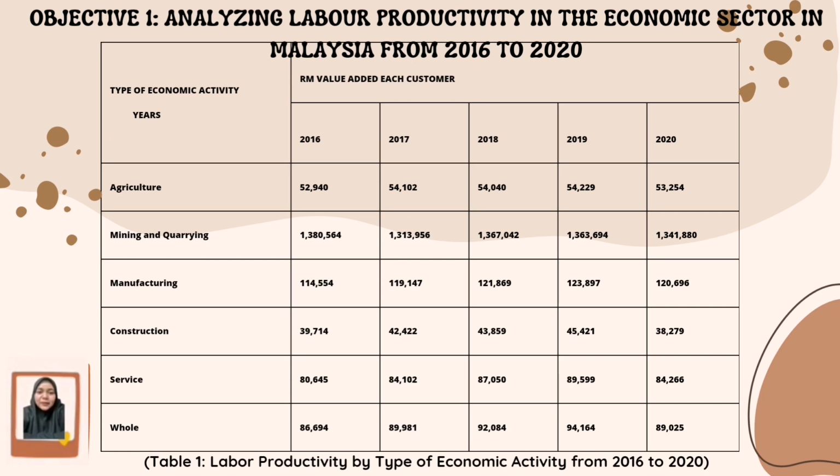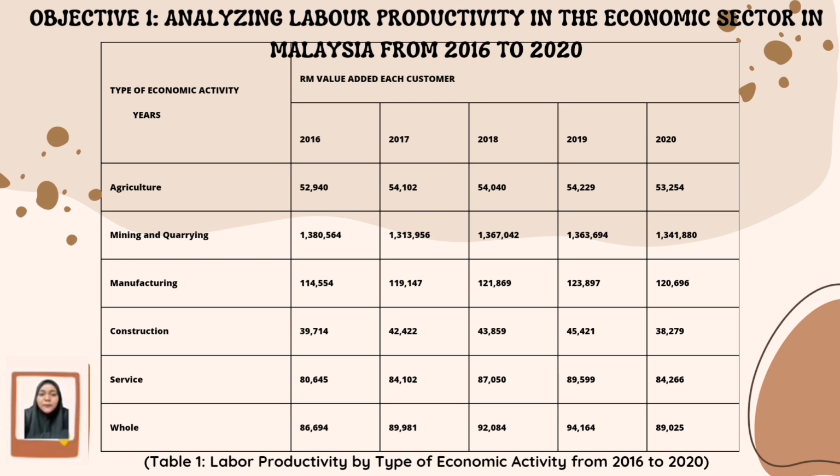Next, based on Table 1, it shows the analysis that will be made based on labour productivity according to the type of economic activity from 2016 to 2020, namely agriculture, mining and quarrying, manufacturing, construction and services. Overall, the researcher will explain the increase and decrease of each type of economic activity by years. The first analysis is about the productivity of agriculture activities.